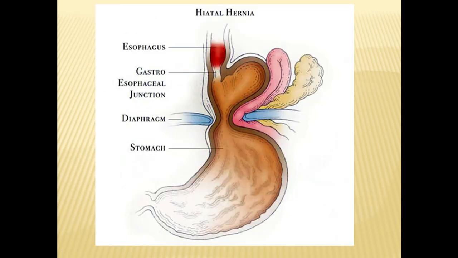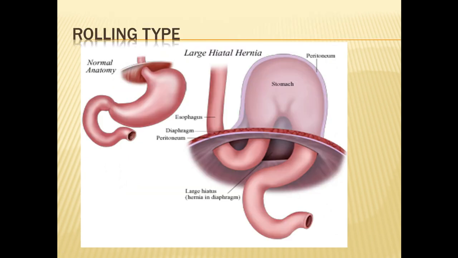One more slide. Rolling, the upper part of the stomach, you can see, has rolled upwards. Let's see one more slide. This is the normal anatomy of the diaphragm, but what happens? The stomach has rolled upside down. So this is the rolling type of diaphragmatic hernia. There is a large hiatus, a large opening in the diaphragm.